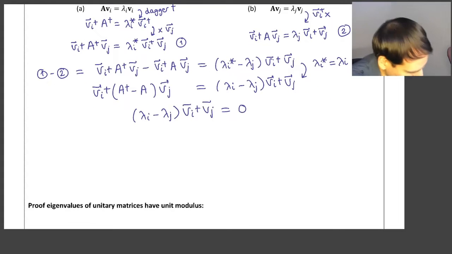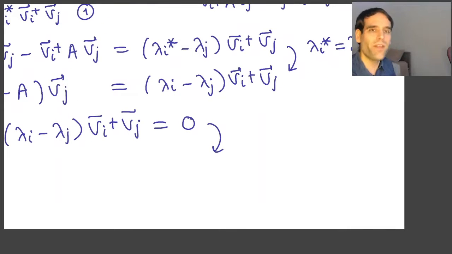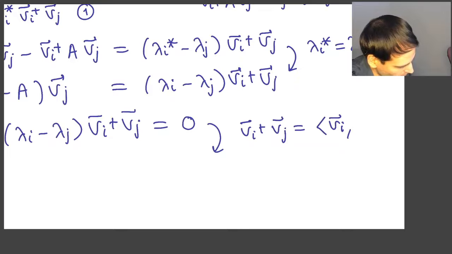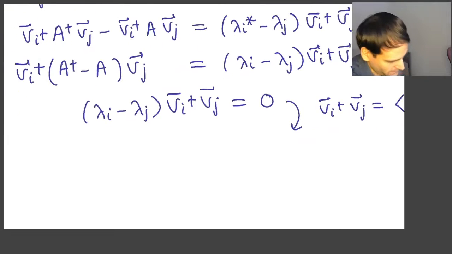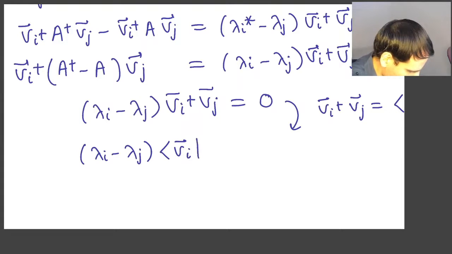Next, do you remember that a vector dagger times another vector was equal to the inner product between both vectors? I showed you this earlier in the course. So v_i dagger times v_j is equal to the inner product between v_i and v_j, in the physics convention. Okay, so therefore we arrive at the fact that (lambda_i minus lambda_j) times the inner product between v_i and v_j is equal to 0.